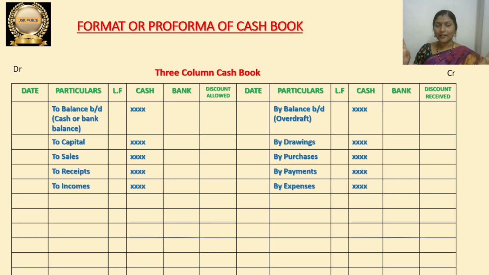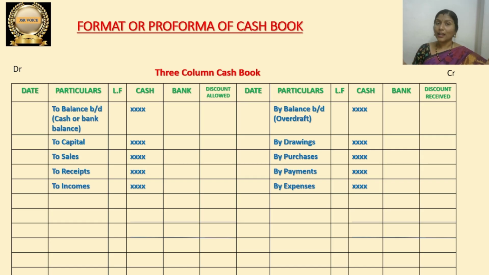Hope this is clear. So whenever you analyze any transaction in the question, you should see what it is. Is it capital? Is it drawings? If it is capital, record on the debit side. If it is drawings, record on the credit side. And you have to analyze, is it sales or purchases? Accordingly, you should post on the respective side. Next, if it is a receipt, record on the debit side. If it is a payment, record on the credit side. So incomes and expenses also you should record on the proper side.